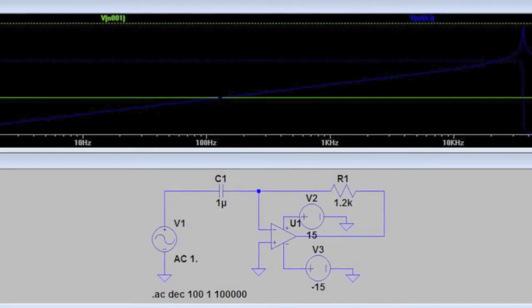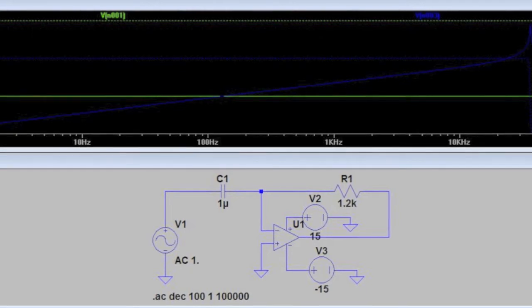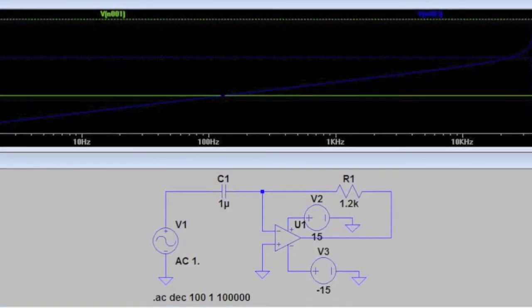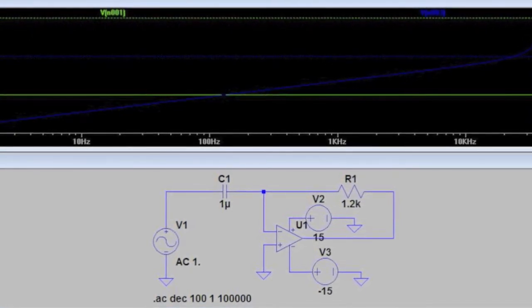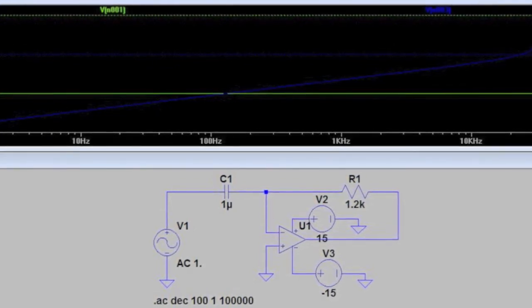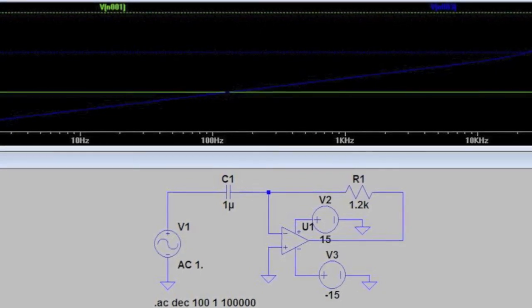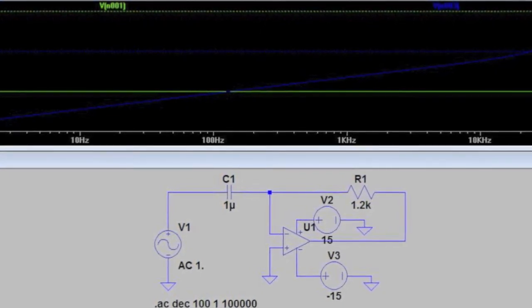Here's our LT Spice simulation where our alternating current goes through a 1 microfarad capacitor, which then branches into a 1.2K ohm resistor and meets up with the output of our op amp. The other branch goes into the inverting input. The non-inverting input is attached to ground. The graph shows our Vout.